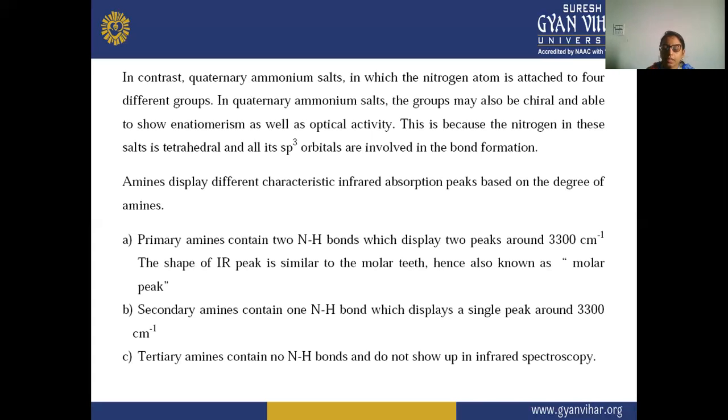The primary amines contain two nitrogen-hydrogen bonds, which display two peaks around 3300 cm⁻¹. Primary amines contain two N-H bonds because only one hydrogen is replaced by an alkyl group. Both nitrogen-hydrogen bonds are displayed as two peaks around 3300 cm⁻¹.